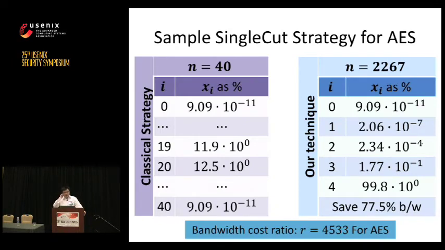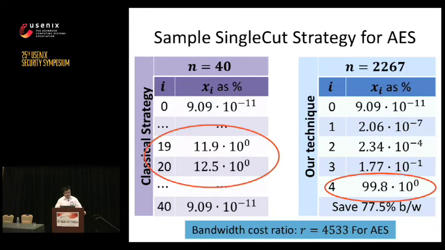Now we can give a simple comparison between the state-of-the-art strategy and our strategy. We measure the cost in terms of bandwidth here, and we use AES as an example. In this case, the bandwidth cost ratio is more than 4,000. In the classical strategy, the weight is distributed over several slots. However, in our strategy, the weight mostly falls in only one slot. This is an example of using a probabilistic strategy improperly.